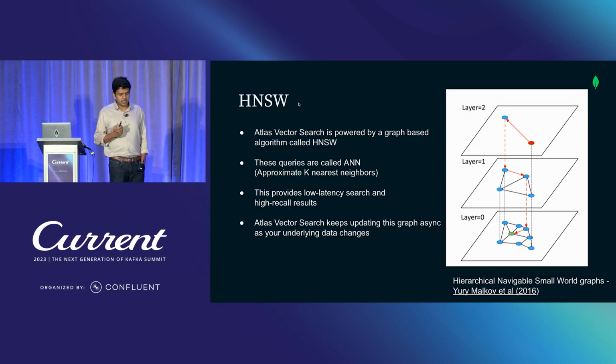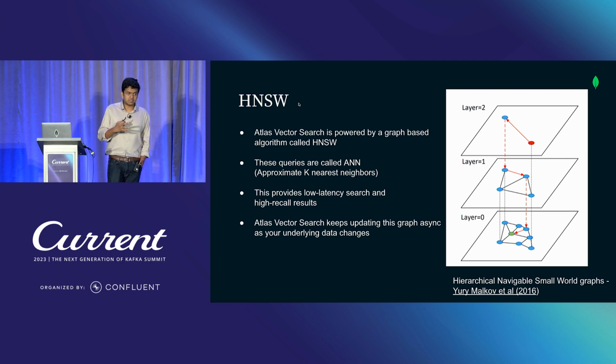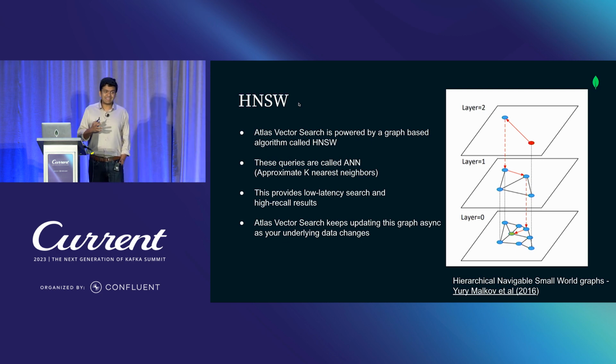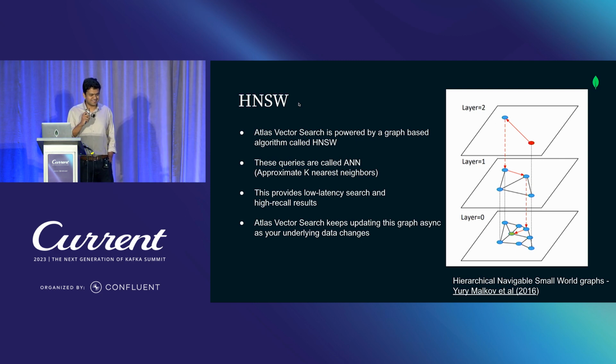So just very quickly, what is the technology that powers this? There is a graph-based algorithm called HNSW, which allows for this kind of efficient querying across your vector embedding points. And these queries are essentially something called ANN, approximate k nearest neighbors. In the interest of time, I'll just leave the slide and move on, but HNSW is the keyword.